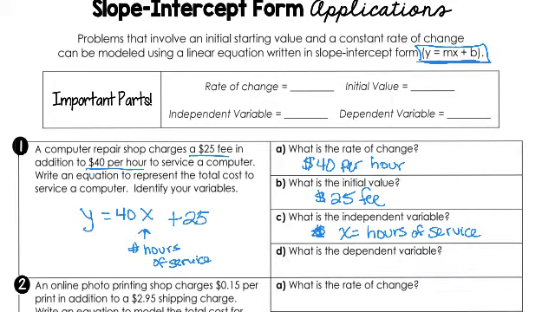And then those hours combined with my fee and my rate all gives me my Y, my dependent variable, which is the total cost to have my computer fixed.